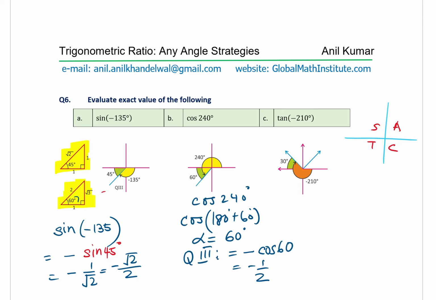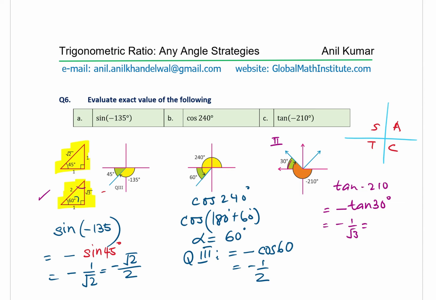The last one here is tan of minus 210 degrees. So when you go back in the clockwise direction, you land up here in quadrant 2. In quadrant 2, tan is negative. The acute angle here is 30 degrees, correct? So you could write this as minus tan of 30 degrees. Using a special triangle, tan of 30 degrees is 1 over square root 3.